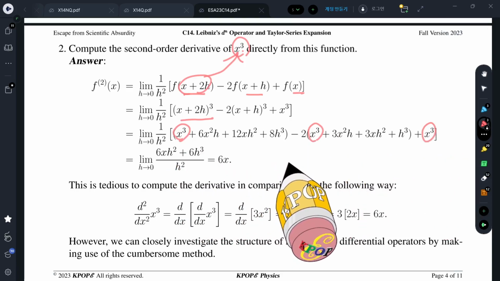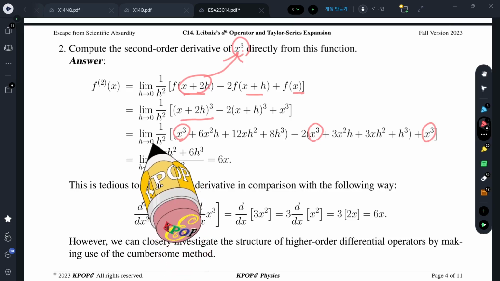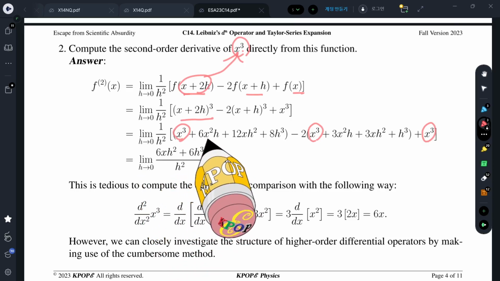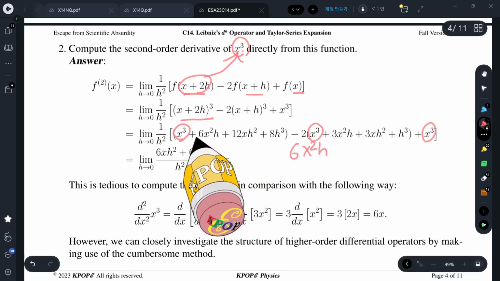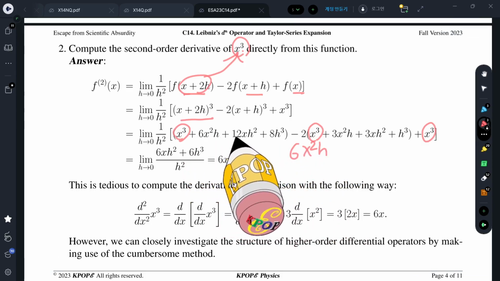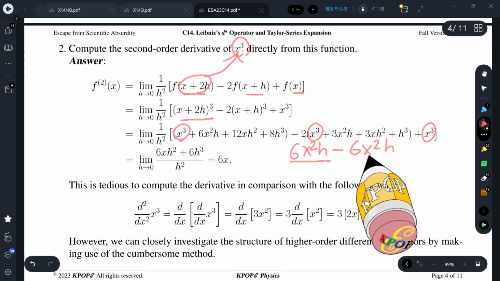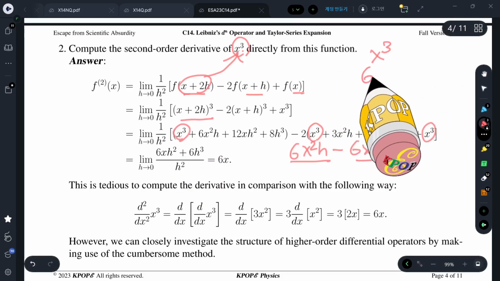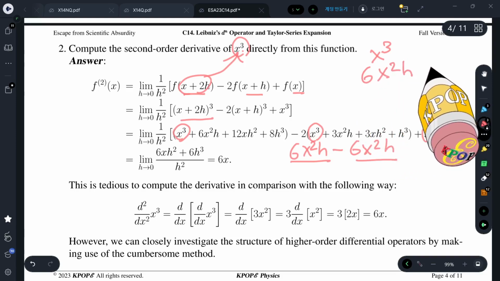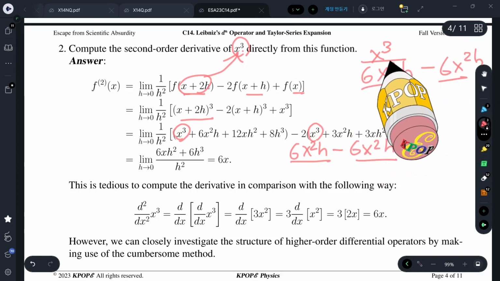And the subleading term, we have 6x squared h, and then minus 6x squared h. They cancel. The leading term x cubed cancels. Subleading term 6x squared h minus 6x squared h. This one also cancels because it's a second order derivative.